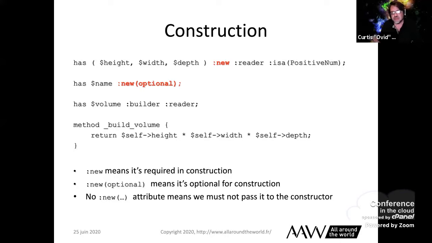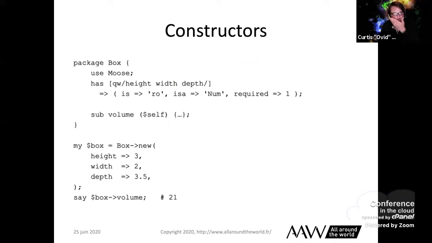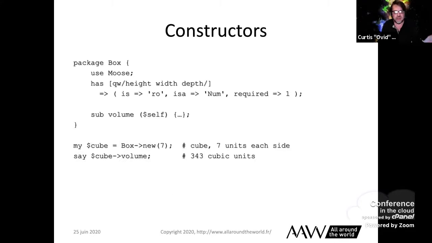So that's how you declare things get passed to an object constructor. So in Moose, I've got my height, width, depth. I've got a box which has my height, width, and depth passed to it. Now I say my box volume, it's 21. Great, that's fine. What if I want to have a special case, a cube? Well, height, width, and depth are all the same, so I want to be able to pass a single argument to the constructor. How does that actually work?